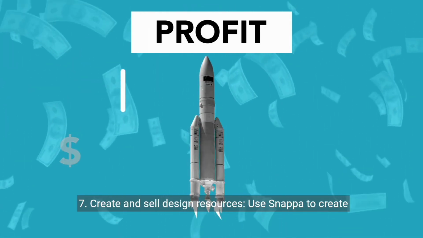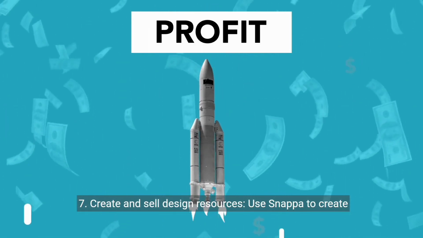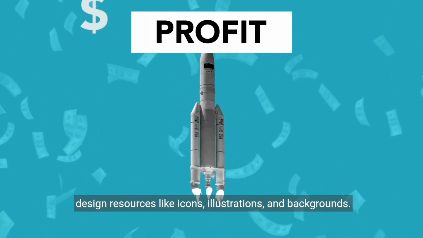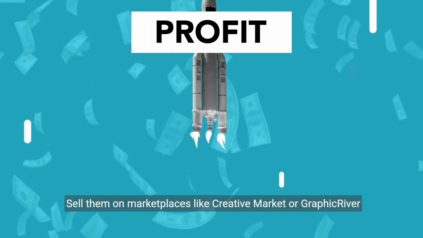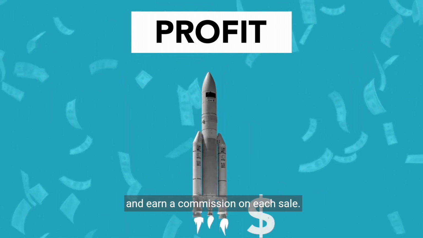7. Create and sell design resources. Use Snappa to create design resources like icons, illustrations, and backgrounds. Sell them on marketplaces like CreativeMarket or GraphicRiver and earn a commission on each sale.